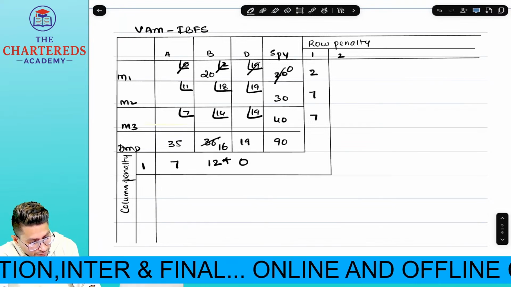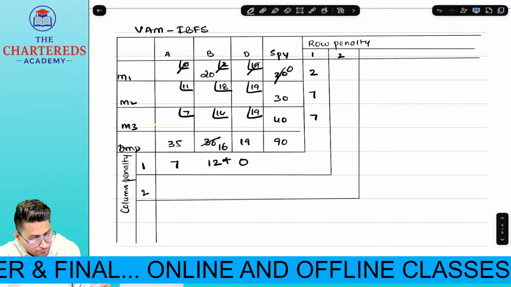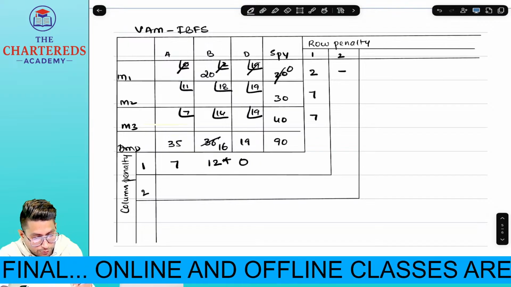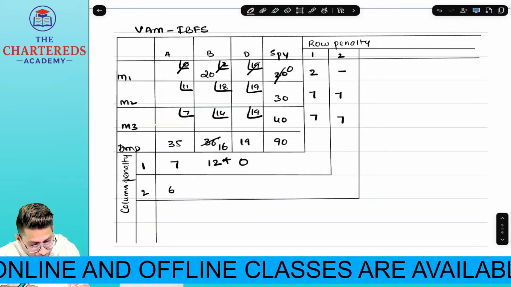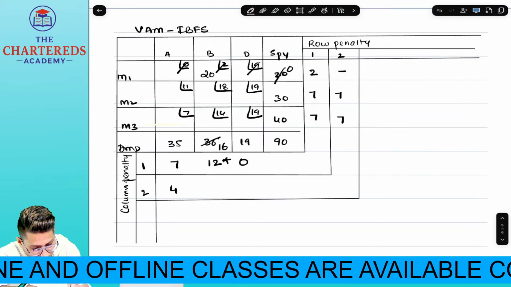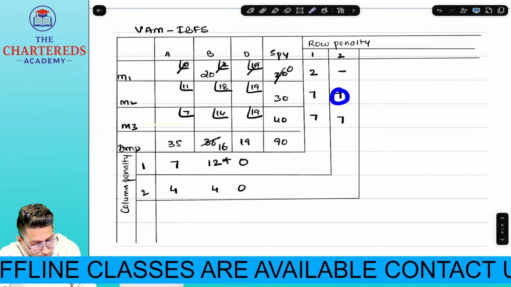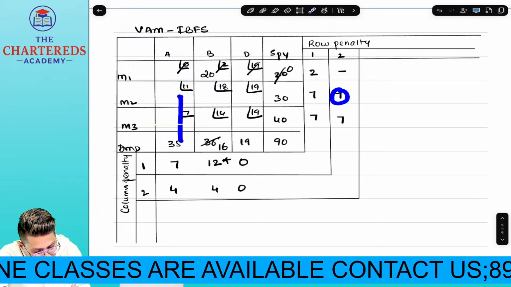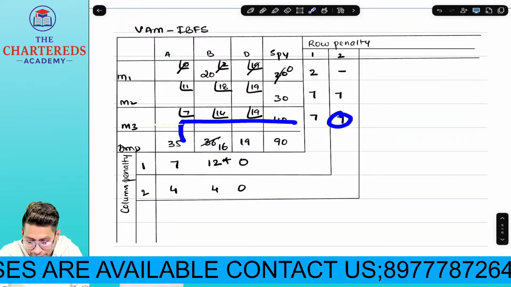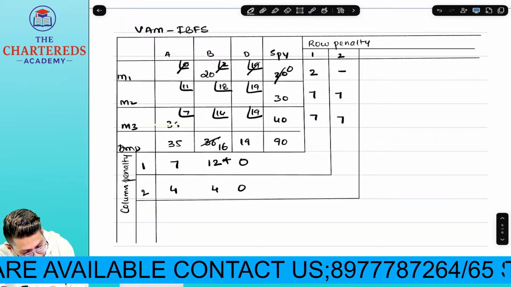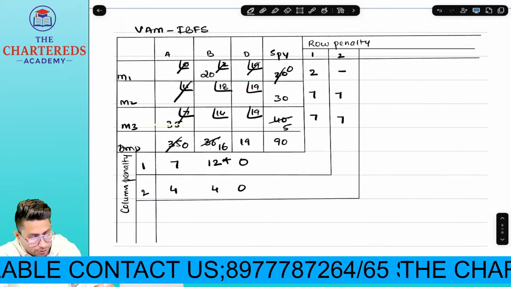Next, penalty number 2. So here we cannot do allocation. Here it is 7. Here it is 7. Here it is 6 now. 11 minus 7 is 4. 4, 0. So here if I allocate, how much I can allocate? 30. If I allocate here 35, so I will allocate how much? 35. This will become 0. This will become 5. Entire column gone.